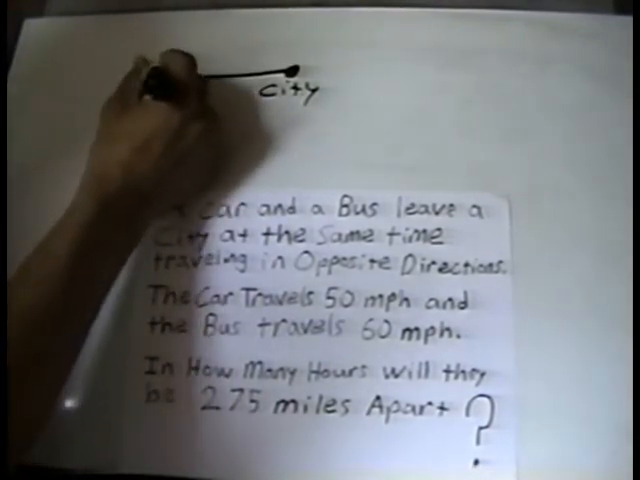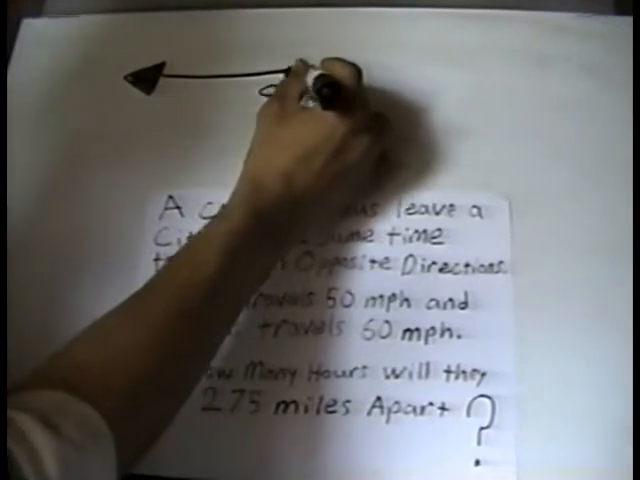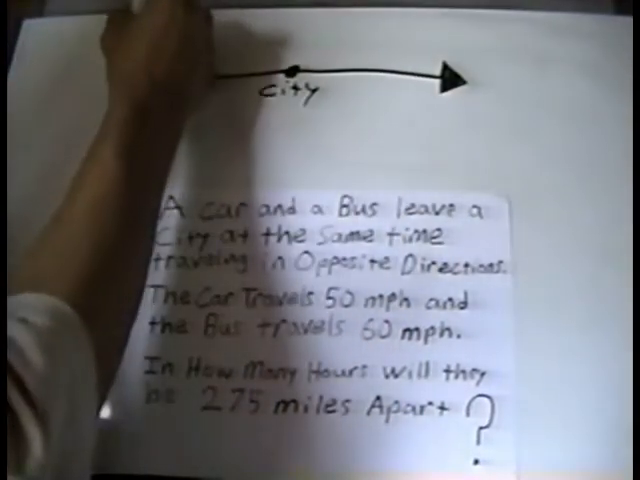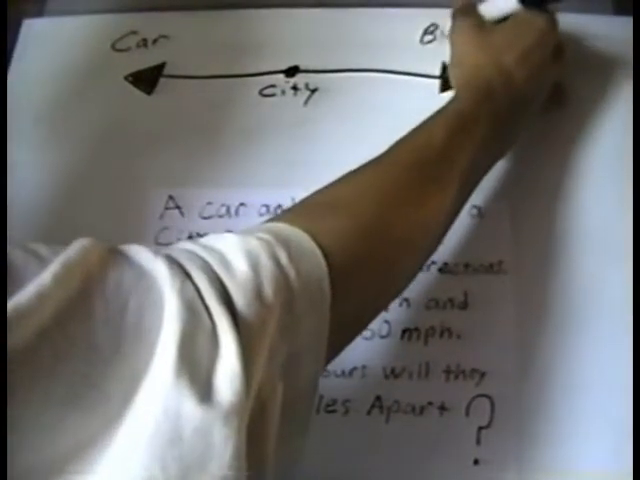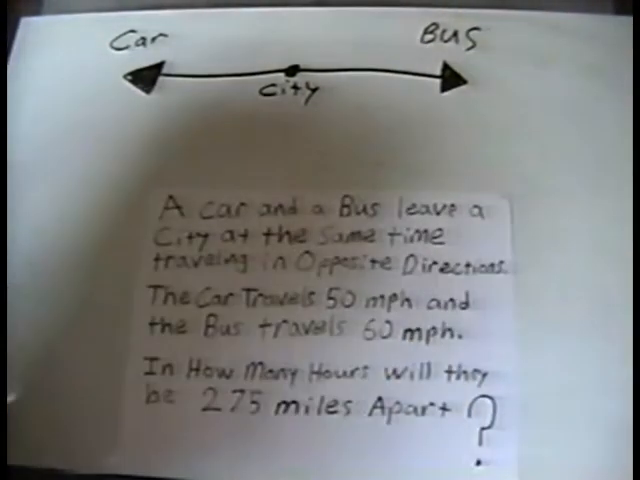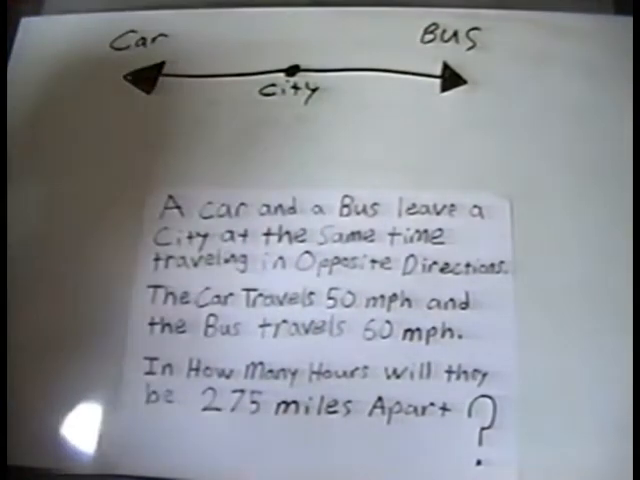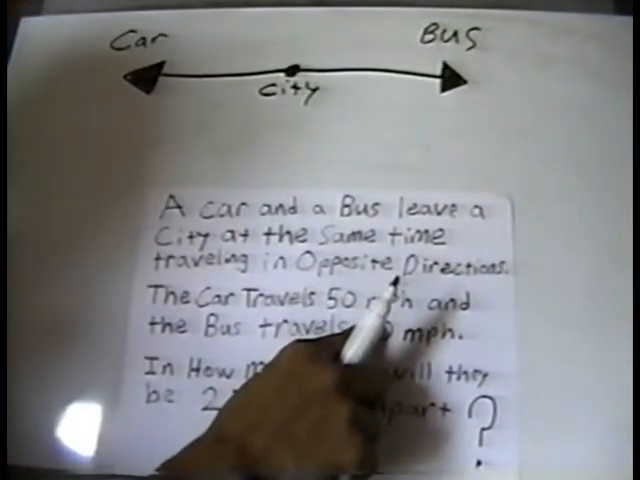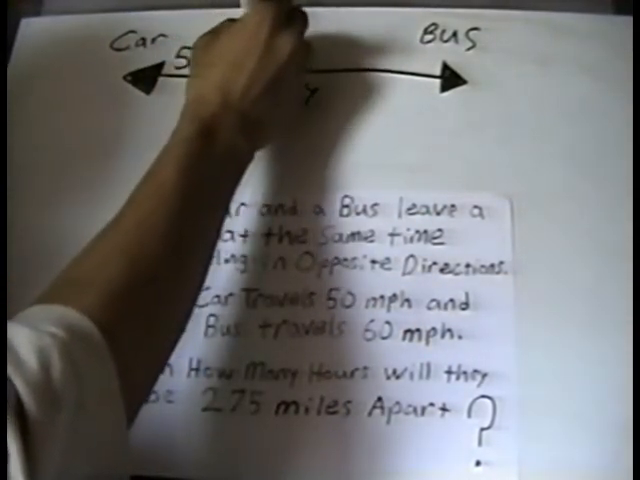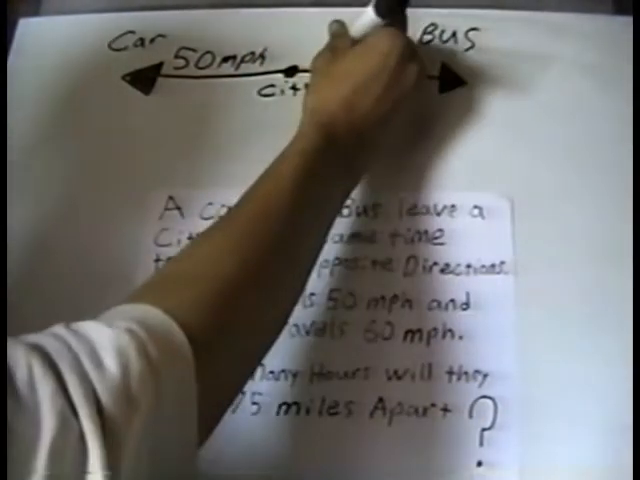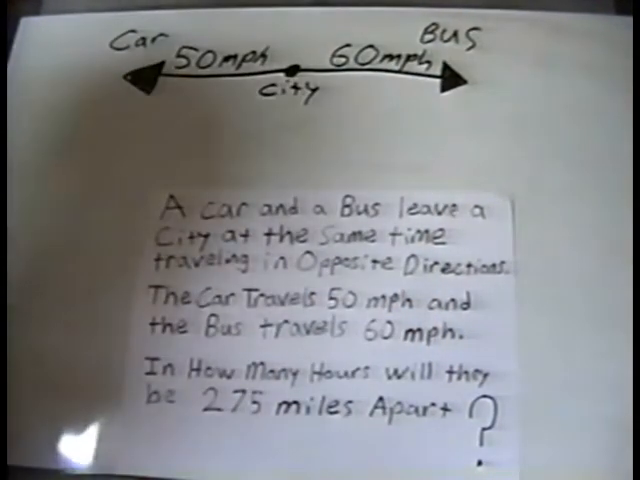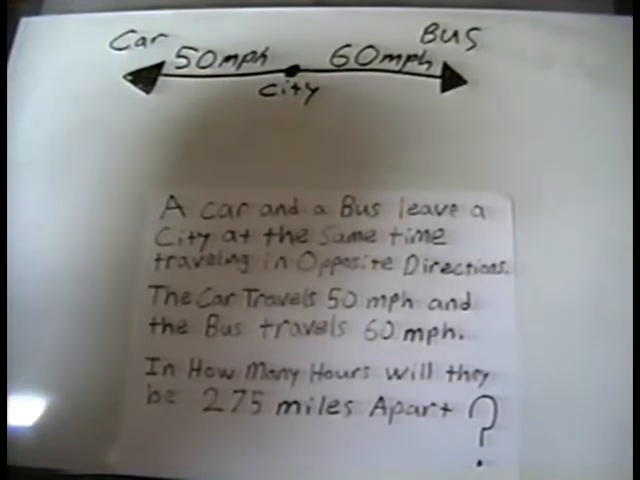Okay, so this first piece of information, let's draw a diagram of the first piece of information where it says a car and a bus leave a city at the same time, traveling in opposite directions. So here, first let's draw our city. That's the city. Okay, the car and the bus. So the car, we'll say goes that way. And the bus goes that way. And they're going in opposite directions.